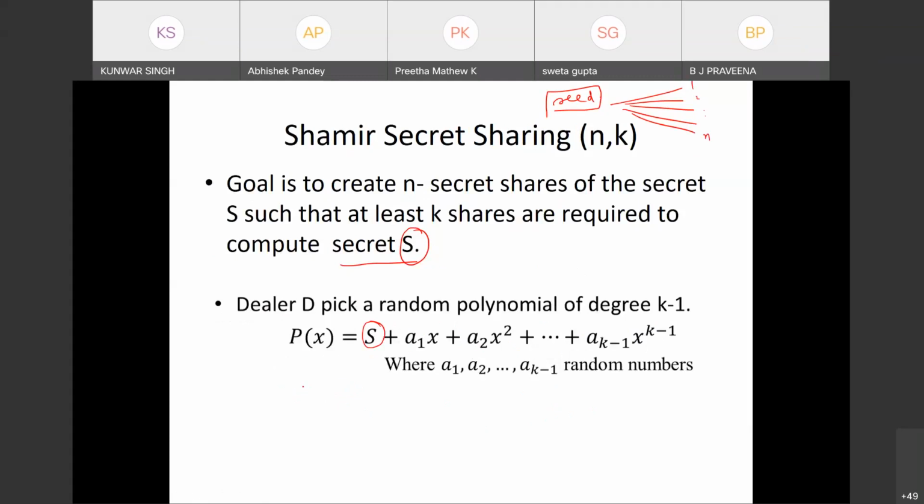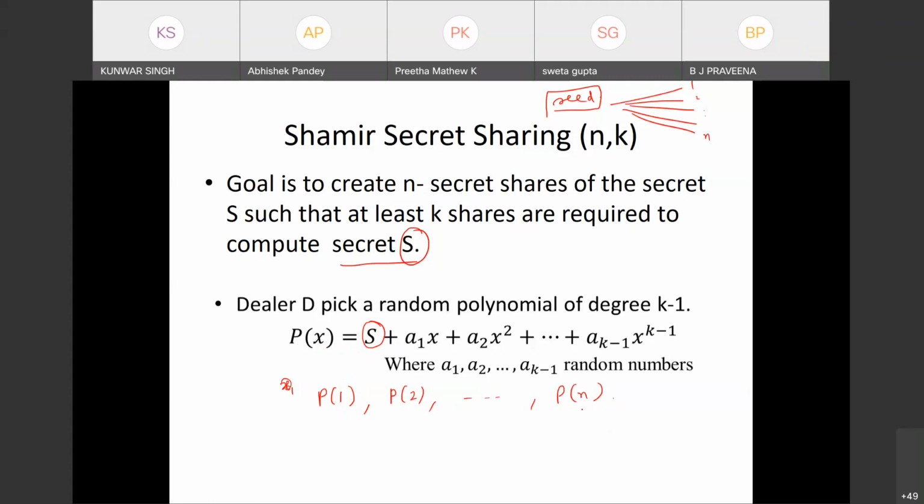The first share will be, let's say your coordinate is x1, let's say 1, 2. So the first person gets the first share, x equal to 1. For x equal to 1, one value will be there: P1, then P2, then P3, up to Pn. So now these are the shares.